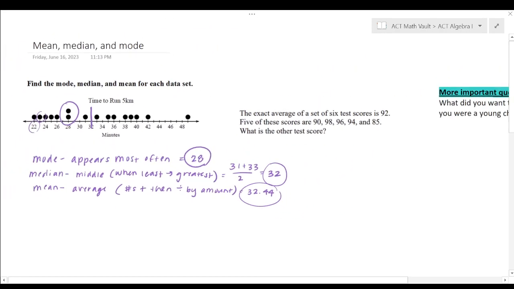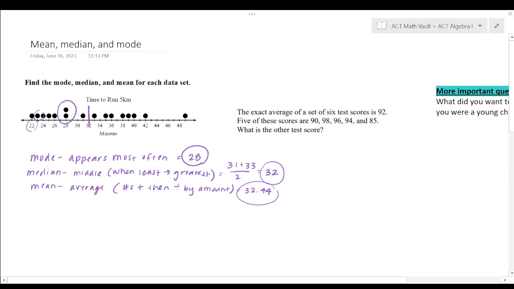And those are our 3 numbers. Now, different animal for the next one.